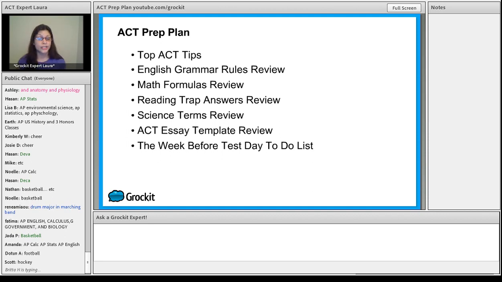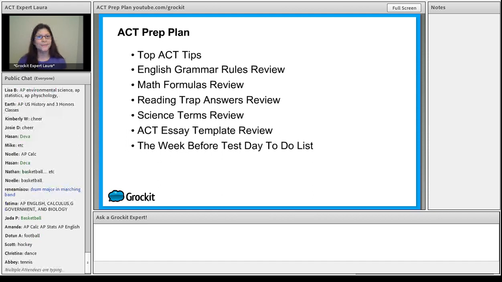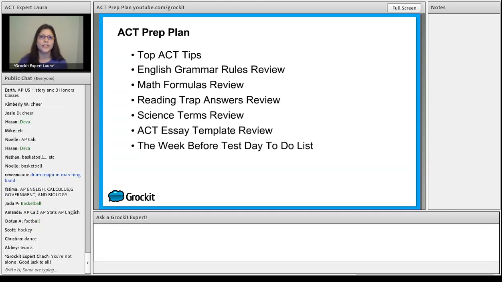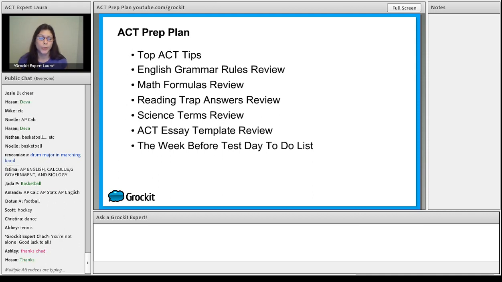So we have our top 3 tips for you. We are going to talk about English grammar rules. We're not going to go through everything, because you know what? We've been doing this for 8 weeks. Even if you're just joining us now, all those resources are still available. So we're going to be highlighting the things that are going to be most helpful for you in this final week before test day. And keep in mind, you are likely to take the test again if you're a junior.